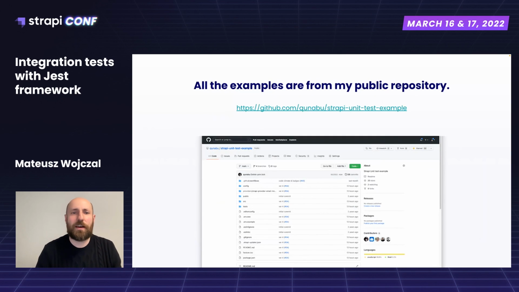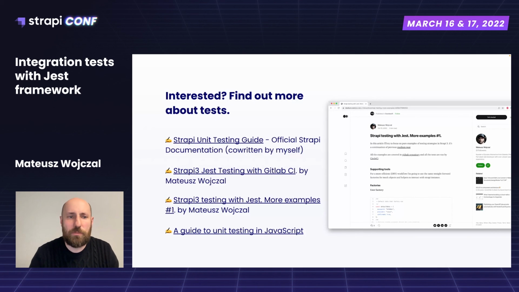All of the examples I have shown are from my public GitHub repository, so you can test them on your own. Here's a link. If you are interested more in tests, you can read the official Strapi documentation on unit testing. There's a little bit of misinformation. It's not unit testing, it's integration testing. But the blame is on me because I co-wrote this article. I also created some articles on Medium and on my blog about testing with GitLab CI, and more examples.